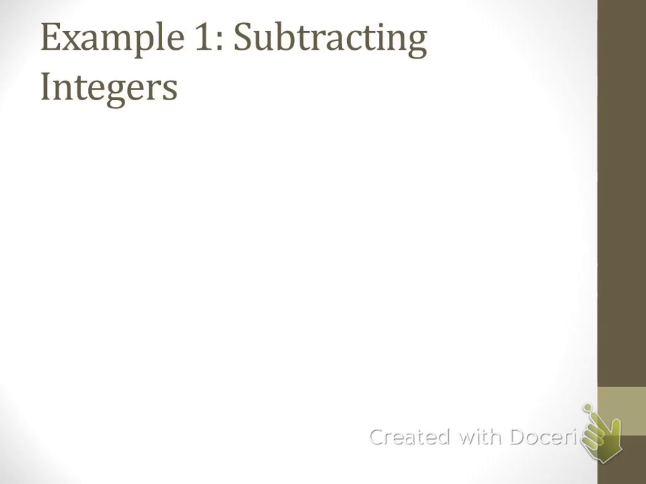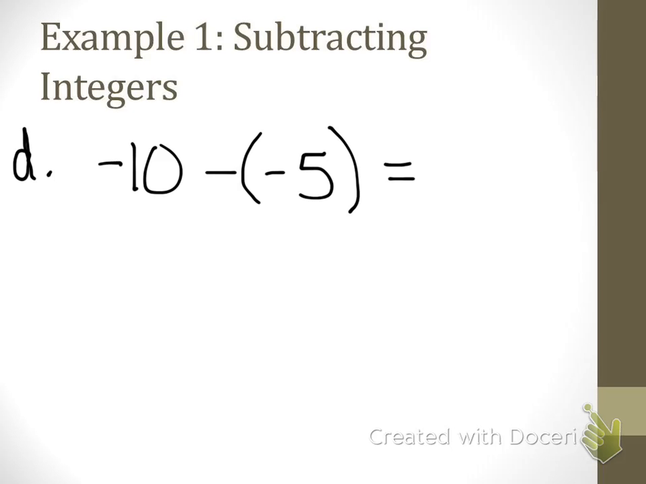All right, one more example. What if we had negative 10 minus negative 5? Based on what I just said, what's the first thing that you want to do here? Take away the minus? No. Don't take away a minus. Cancel it out. You cancel out what? The negative sign. The double negative changes to a positive.